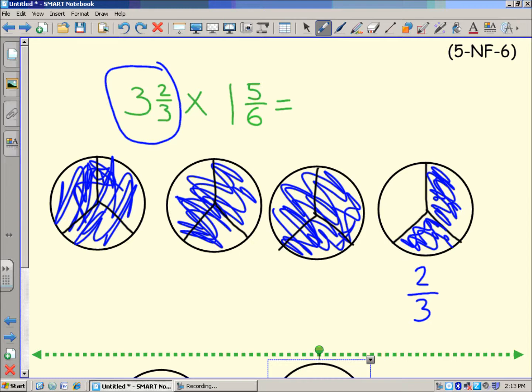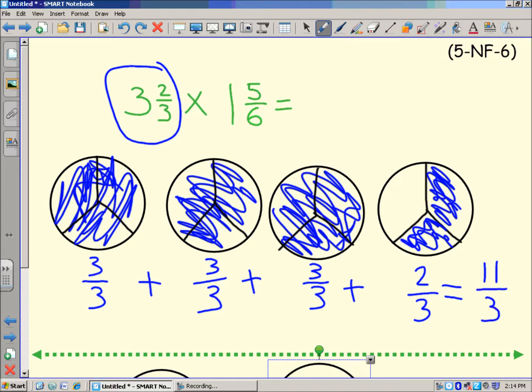So if you look at this, you've got a denominator of 3 because it's divided up into 3 parts for this circle here, and we've got 3 equal parts. 3 out of 3. Same for this one, 3 out of 3. And 3 out of 3 for that one. So if you added those all up, you could do that because the denominators are the same. So we have 3 plus 3 is 6. 6 plus 3 is 9. 9 plus 2 is 11. So we've got 11 thirds.